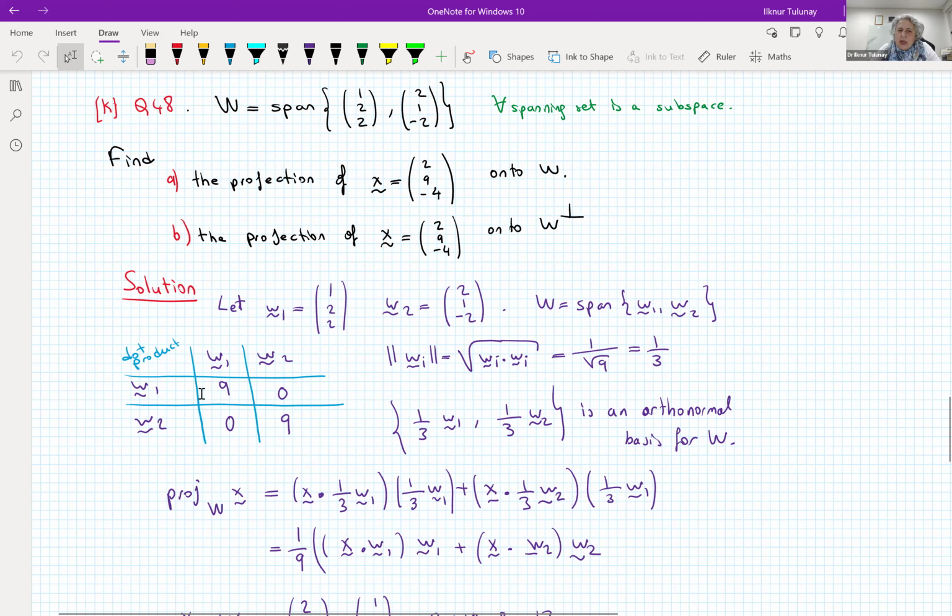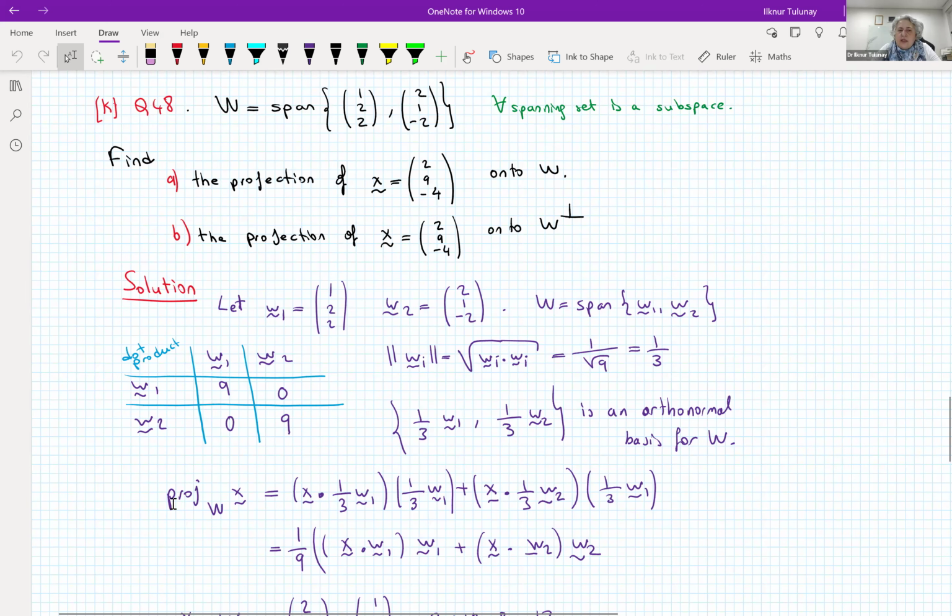And when we multiply W1, W2, we get a constant term. And if we multiply W2, W2, we have a constant term. It means that this set, W1, W2, is orthogonal. The only thing that we are missing is that the length is not right. So if we divide each vector by its length, which is the square root of the dot product by itself, which will give us 1/3. So 1/3 W1 and 1/3 W2 will be an orthonormal basis. Then we can work with that one.